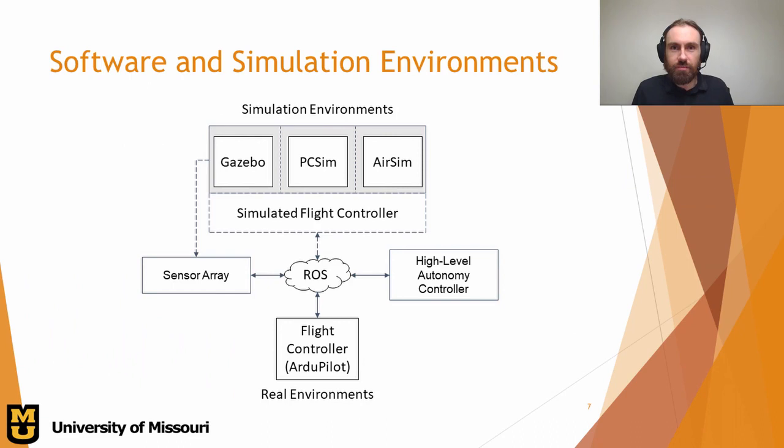So now I want to talk about the software and simulation environments for Vader. The software stack can be broadly divided into high-level and low-level systems. At the low level, we have the flight controller running ArduPilot, which takes care of all the flight dynamics and basically lets us just tell the drone to go to a certain waypoint location and it will go straight there using GPS and IMU. So that lets us focus on the high-level autonomy, which uses ROS to communicate between the sensors, the flight controller, and the companion computer.